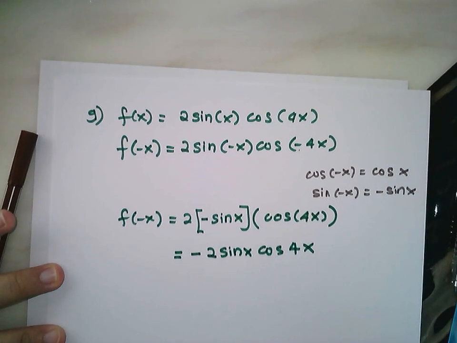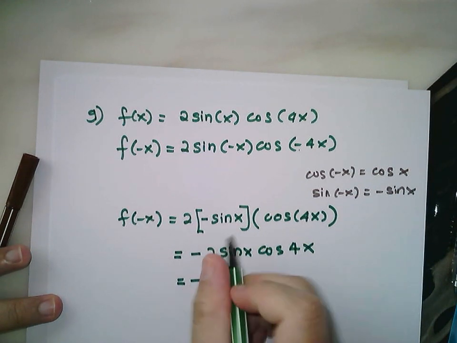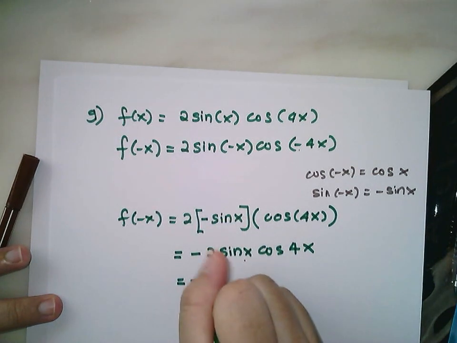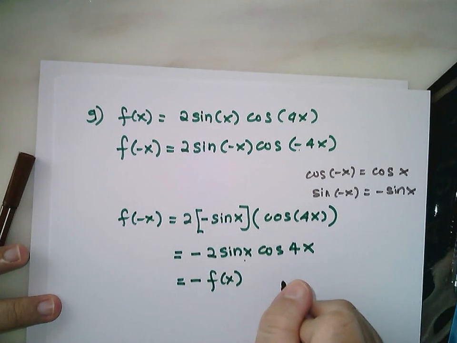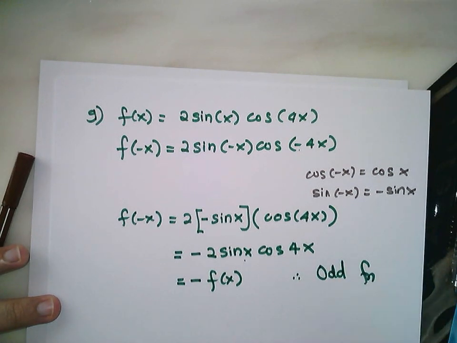As you can see here, this is equal to negative 2 sine x cos 4x, which is equal to negative f x. So again, therefore, this is an odd function.